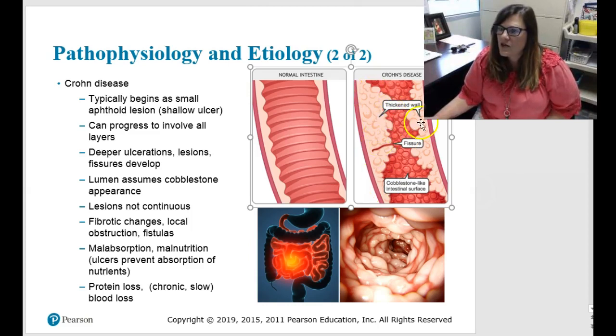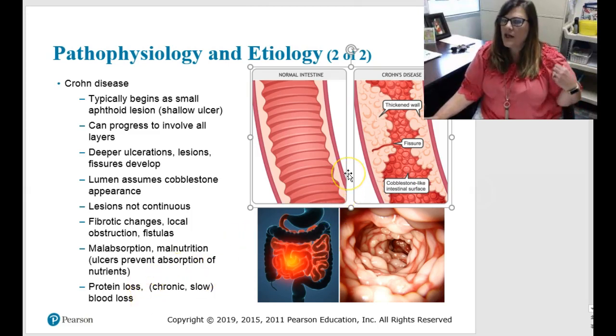So see, this starts to take over. So that wall gets thicker and thicker. And then this little, it's like a cobblestone-like appearance, that area gets smaller and smaller. So you have malnutrition and malabsorption because those ulcers prevent you from absorbing the nutrients that you need, and then also protein loss.